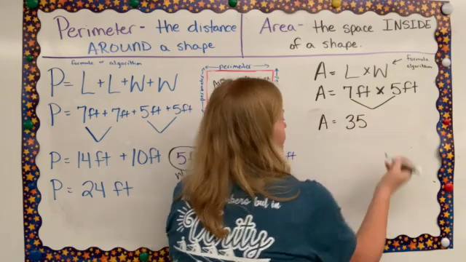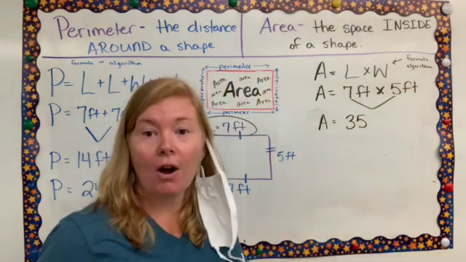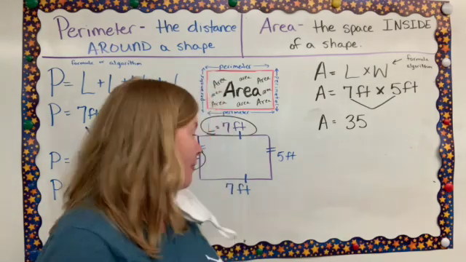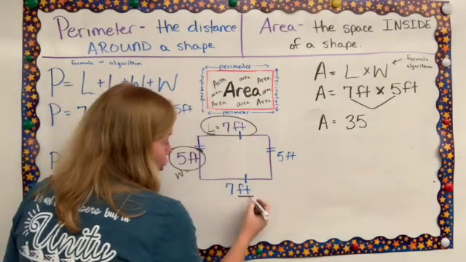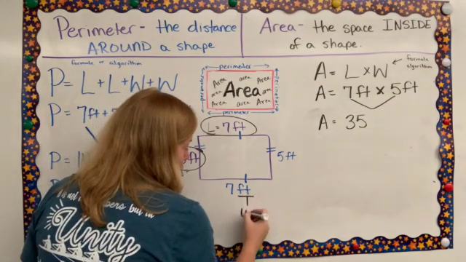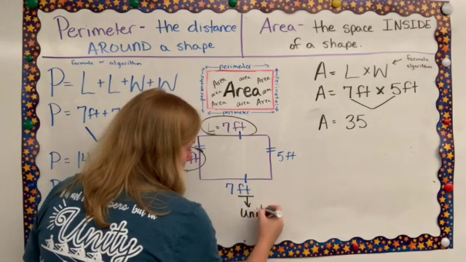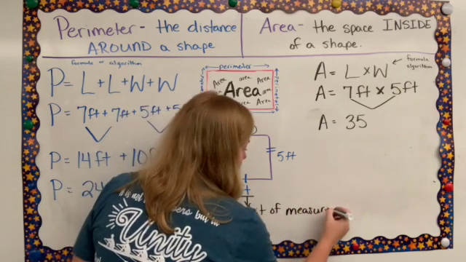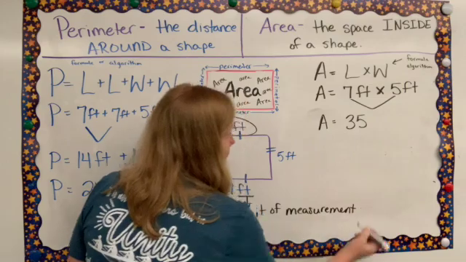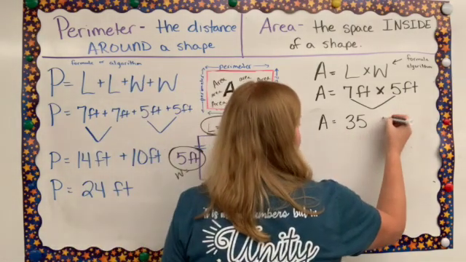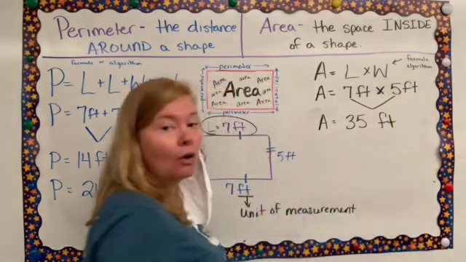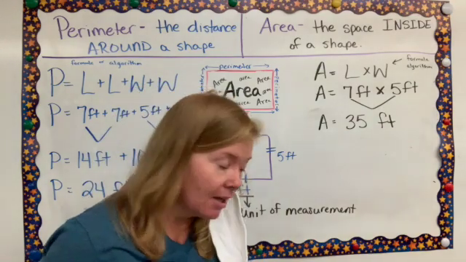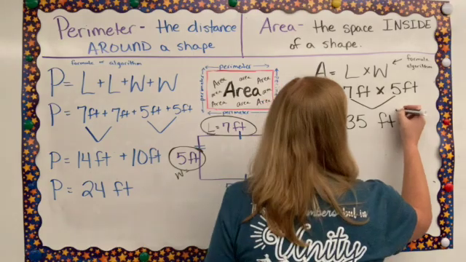35. Am I done? No, you are not done. You have to include the units of measurement. Whatever unit, remember this is a unit of measurement. Whatever it is, you have to include it. 35 feet. And then what do you have to put when you're doing the area? Love it. A little square.